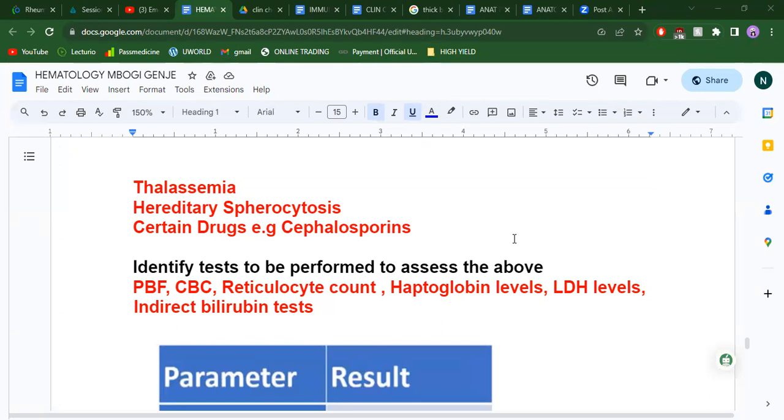Yes, LDH. Intravascular, increased, yes. Extravascular, it will be increased, yes. So LD is the same as LDH. So LDH will be increased, but most prominently it will be increased in intravascular hemolysis. Okay.